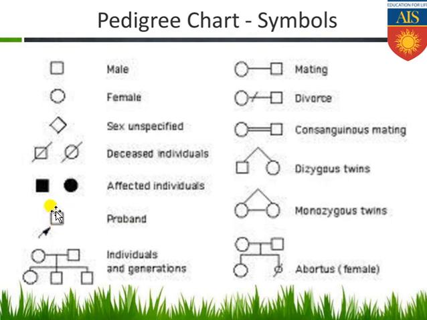If you see a symbol where an arrow is given with a small empty box or square, this means proband. If this symbol is present in any pedigree chart or diagram, then from that specific individual the further determination of disease transmission or trait transmission will be carried out.